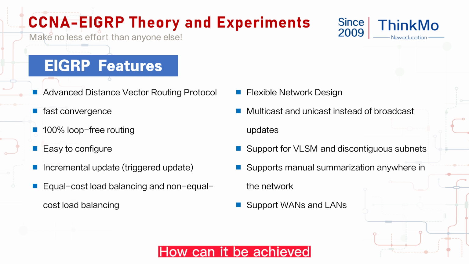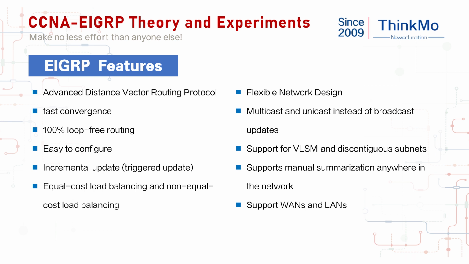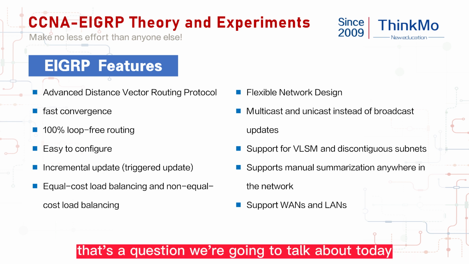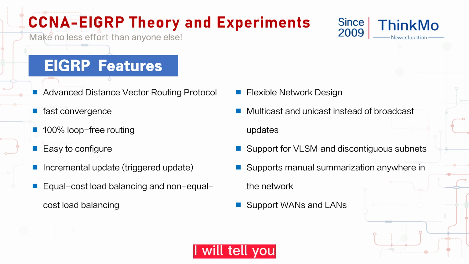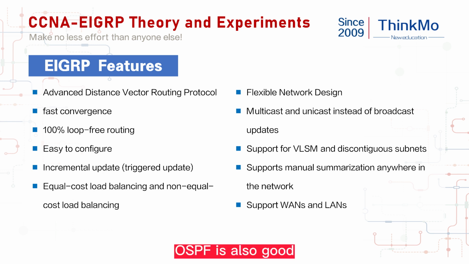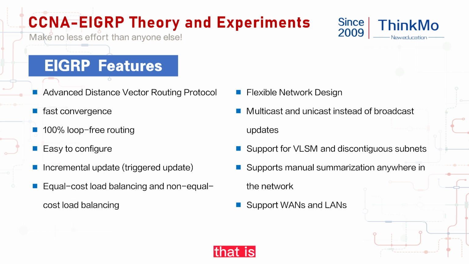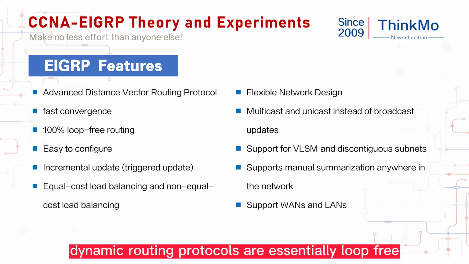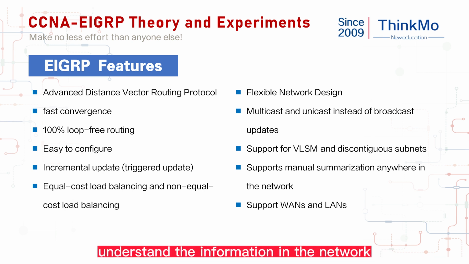How can it be achieved? What kind of lines are eligible to enter the topology table? That's a question we're going to talk about today. Including here is another feature called loop-free routing. Whether it's EIGRP, OSPF, or IS-IS, they will all calculate the topology by themselves. That is, dynamic routing protocols are essentially loop-free, because they need to understand the information in the network.